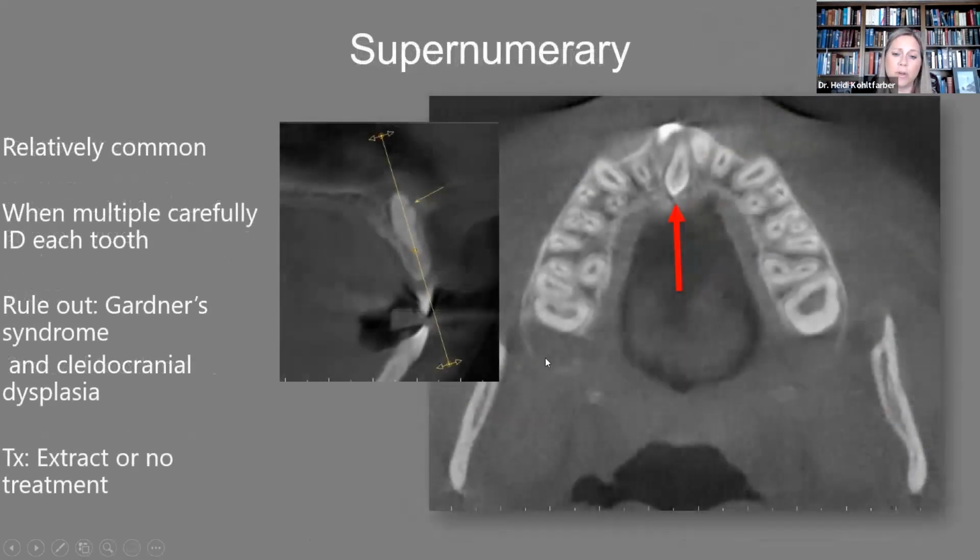All right, supernumerary teeth, we see these all the time. We can see them all over the place. Sometimes they're swimming upstream, like this little guy right here. Many times they have some sort of resorptive process. Any long-standing impacted teeth will have a resorptive process.